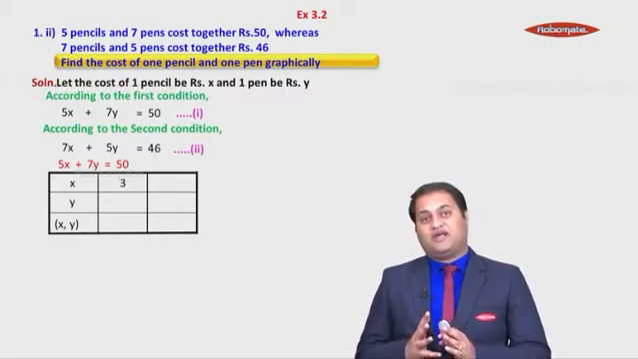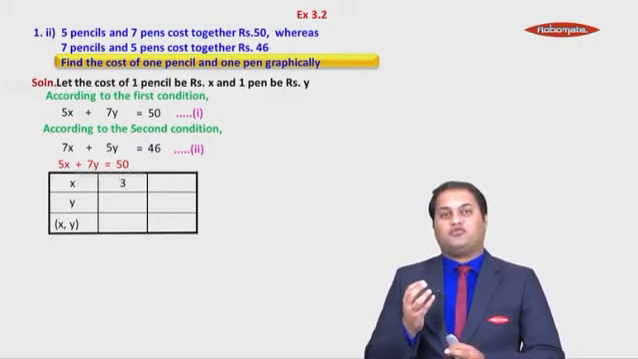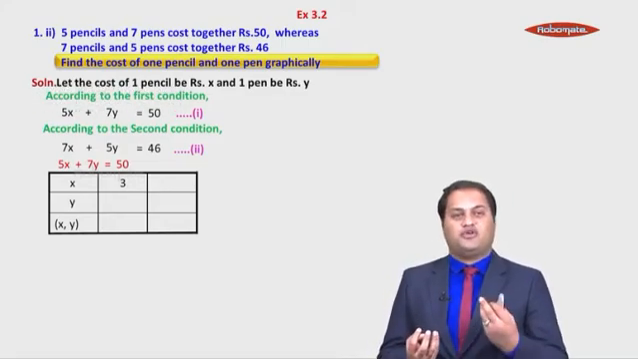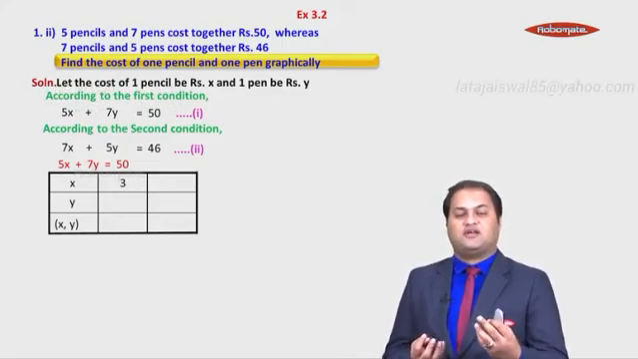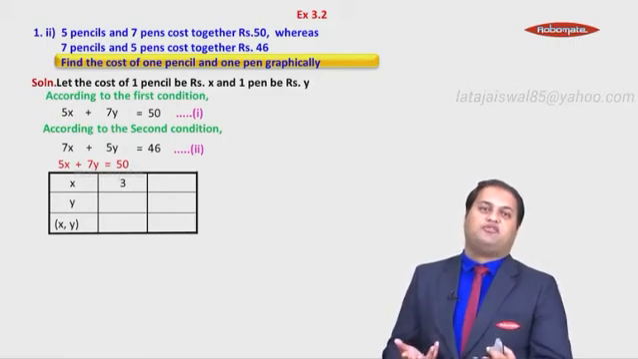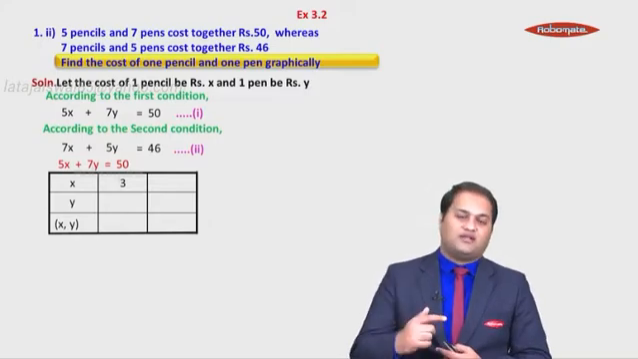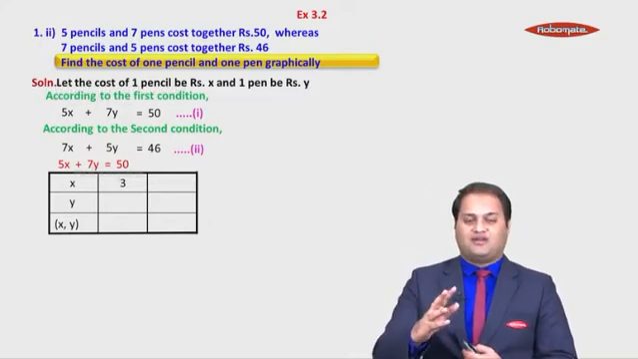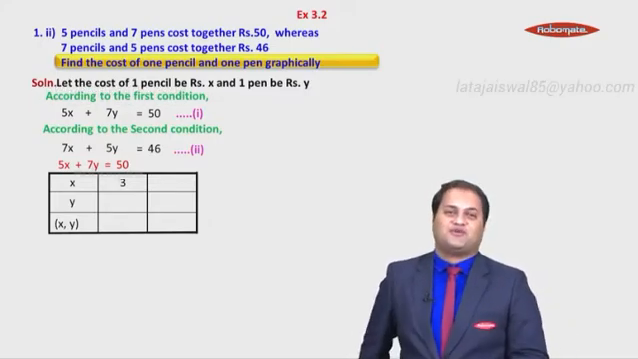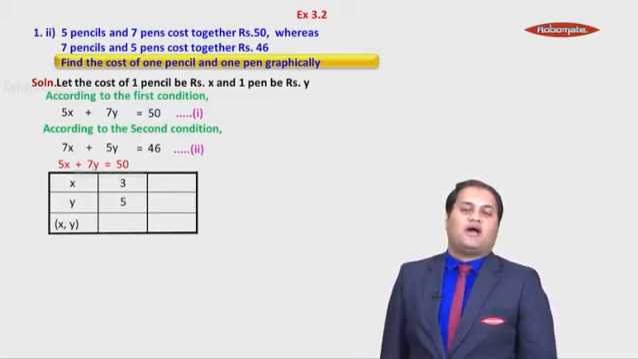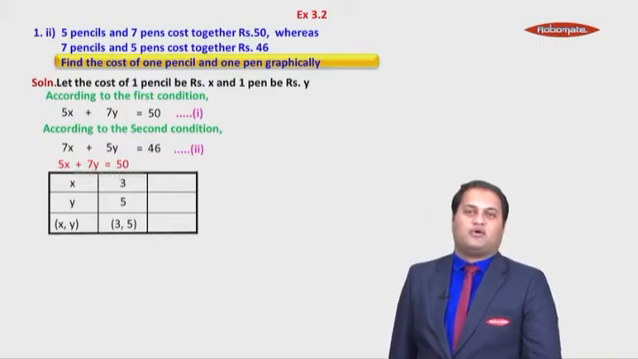This might happen in the exam, that when you try x is equal to 0 you get y, and y is equal to 0 you get x, sometimes in sums like this it might fail. So you need to check for all the values: x is equal to 1, minus 1, 2, minus 2, 3, minus 3. You will finally get it for some value. So here you get x is equal to 3, y is equal to 5. The point is 3, 5.